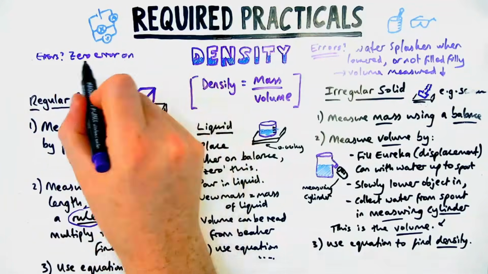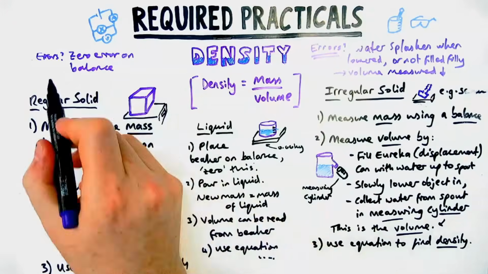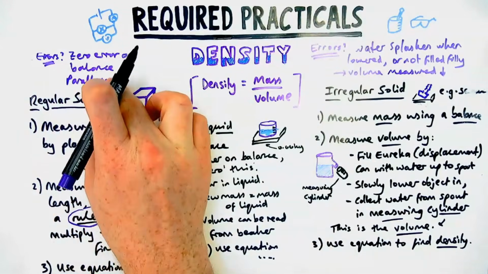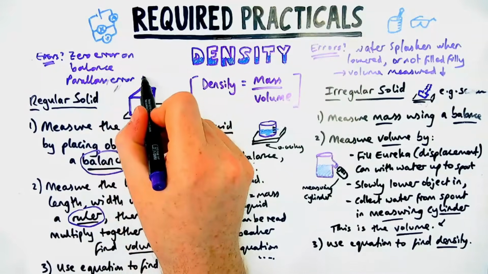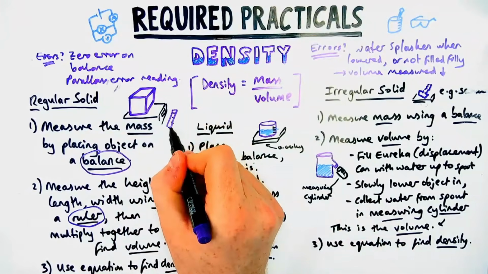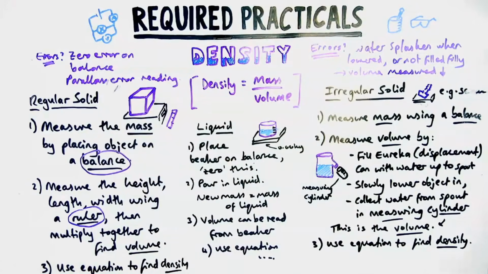You could also have, when measuring the mass of the solid or liquid, a zero error on the balance. You could also have something called a parallax error, only for the solid, regular solid, when you're reading using a ruler, or with the measuring cylinder when you are reading the volume. Okay, check out my other video if you're not sure what a parallax error is.